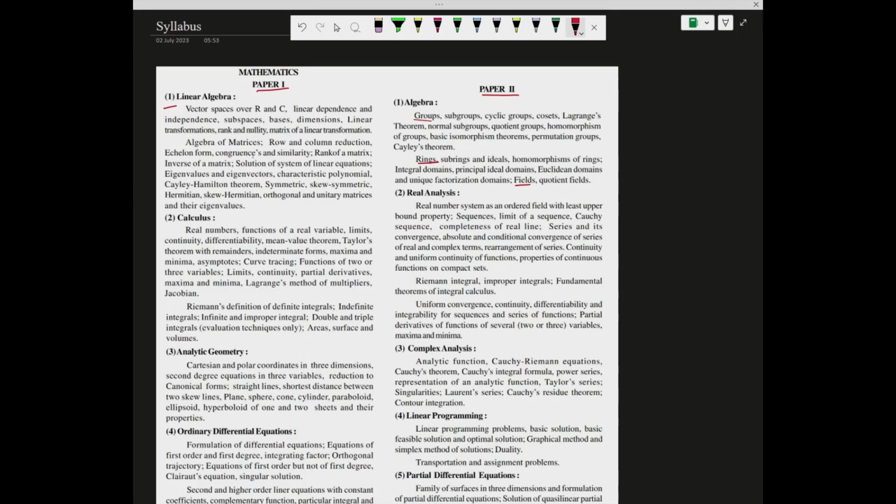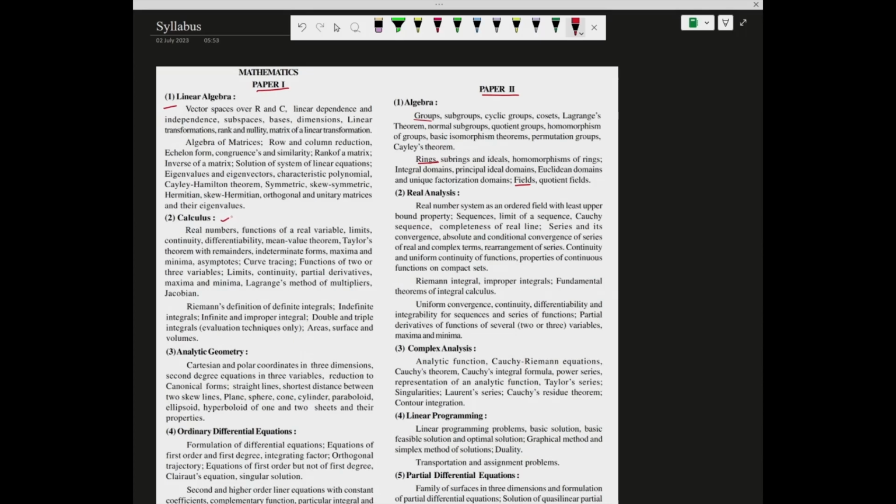Then basically this matrix and algebra of matrices. I'll also recommend some books, like one good book to study these particular topics of linear algebra, right? And after that we have the second topic, that is calculus.